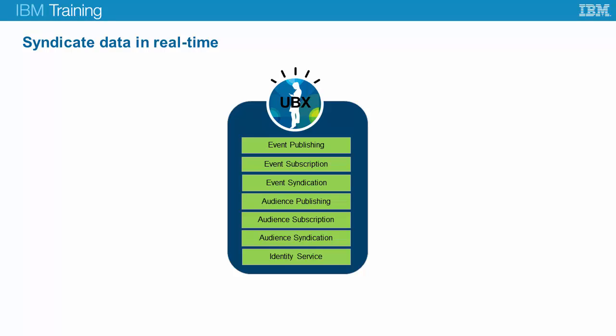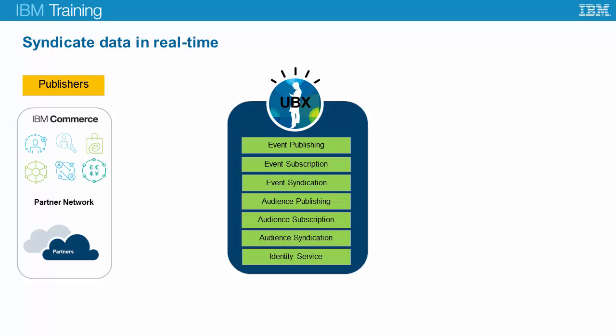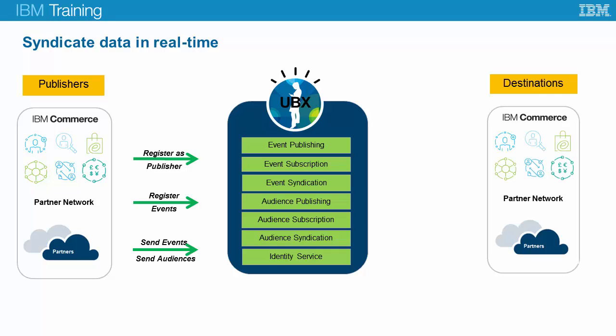Using the UBX APIs, publisher endpoints register and send events and audiences to UBX. Destination endpoints register and receive events and audiences. An endpoint can be a publisher, a destination, or both.